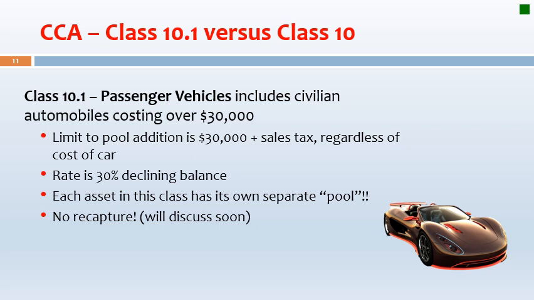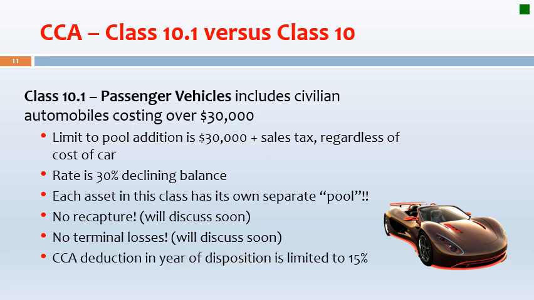When these cars are disposed of, there is no recapture generated. Now this is unique, but we don't know what recapture is yet, so don't stress out about it too much. I just want you to know that no recapture can be generated. Likewise, no terminal losses can be generated upon the disposition of these vehicles as well. What is allowed, and what is a little bit unusual, is that in the year of disposition or disposal, there is a CCA deduction allowed. So you can take capital costs, but it's only 15% of what the normal amount would be that you would otherwise calculate. Yeah, a lot of rules. Probably worth spending some time memorizing these rules for Class 10.1.